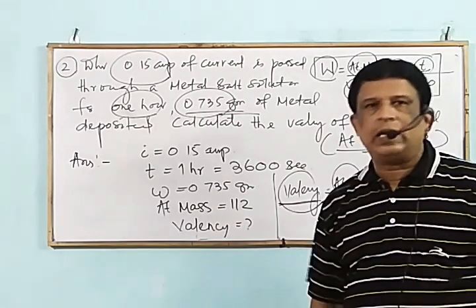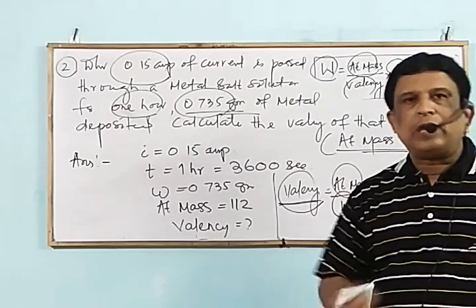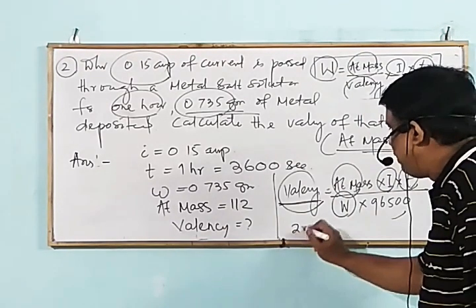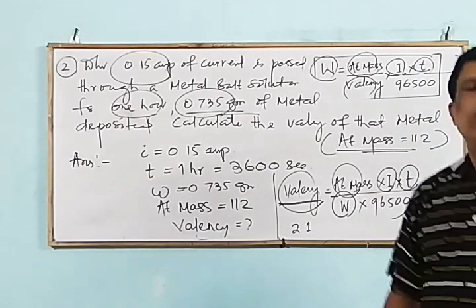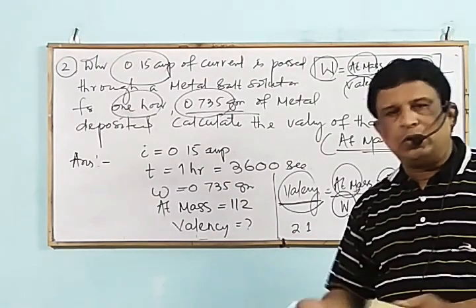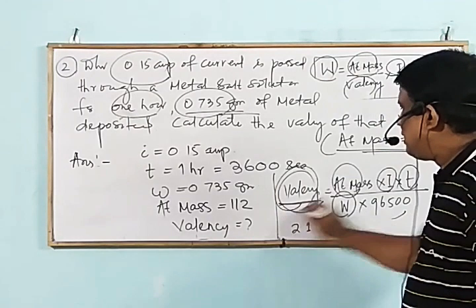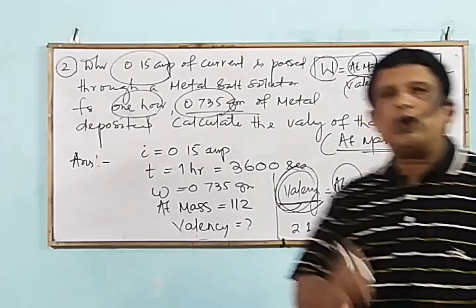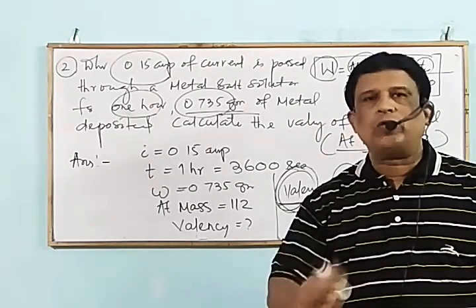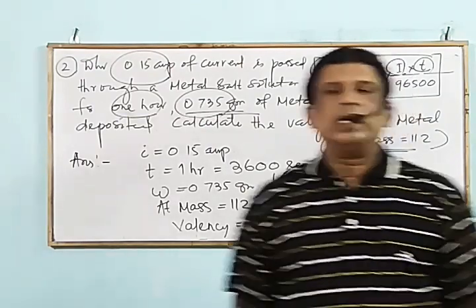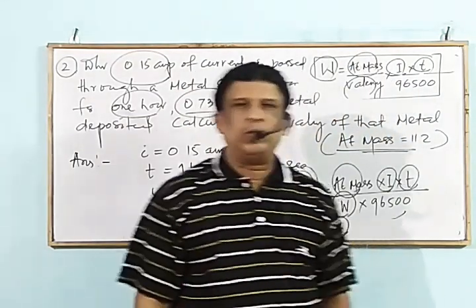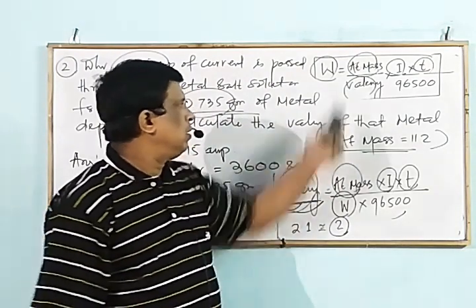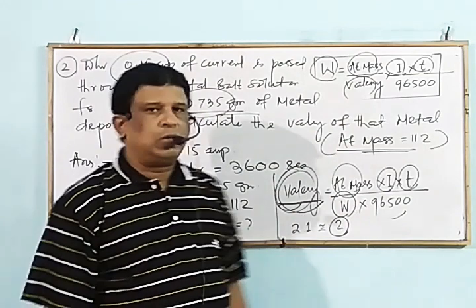One important thing: while solving the problem, the data may be in a fraction or decimal. Suppose by solving this problem it comes to 2.1, 2.01, 2.02. As valency is a pure whole number, we have to round it off to 2. Suppose 2.99, 2.9, then round off to 3. Because valency is neither decimal nor fraction, it is a whole number. This is a little idea of how we apply this, that is W is equal to ZIT.